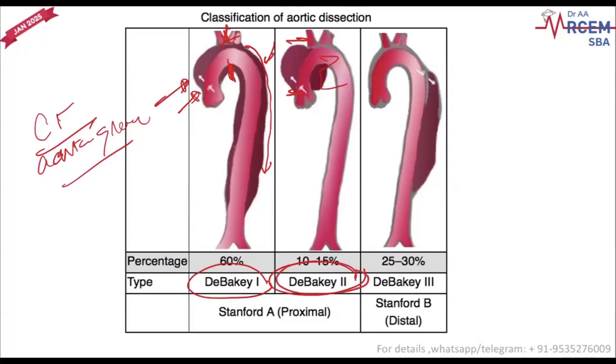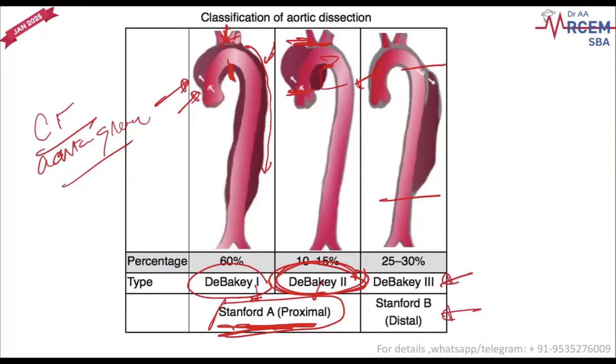DeBakey 2 is where only the ascending aorta is involved. Sometimes the arch might be involved, but never the descending aorta. Then it is known as DeBakey 2. Whenever the ascending aorta is involved, it's Stanford A. So DeBakey 1 and 2 come under Stanford A, proximal involvement of the aorta. Whenever only the descending aorta is involved, then it is known as Stanford B or DeBakey 3.